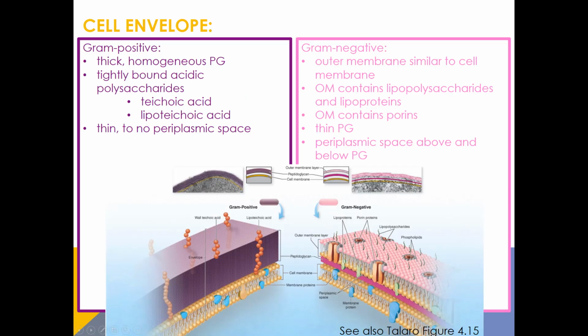So we can summarize that. Again, gram-positives have a thick peptidoglycan layer with teichoic and lipoteichoic acid stuck in, and a thin to no periplasmic space, whereas gram-negatives have such little peptidoglycan, we say they have no cell wall, but instead they have an outer membrane, and that contains lipopolysaccharides and porins, and they have a large periplasmic space.